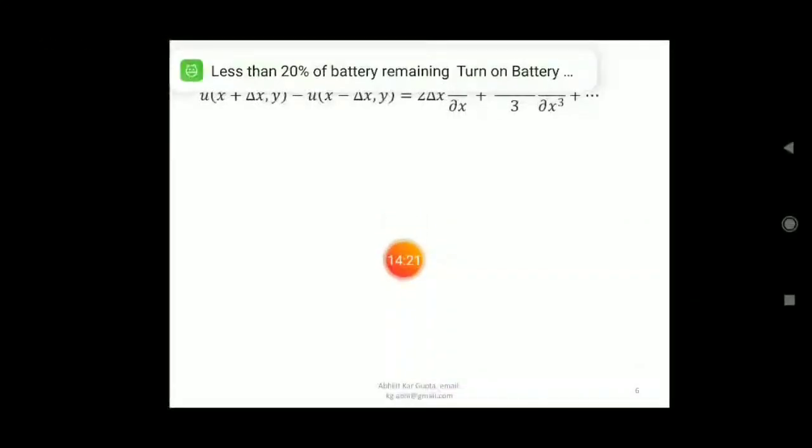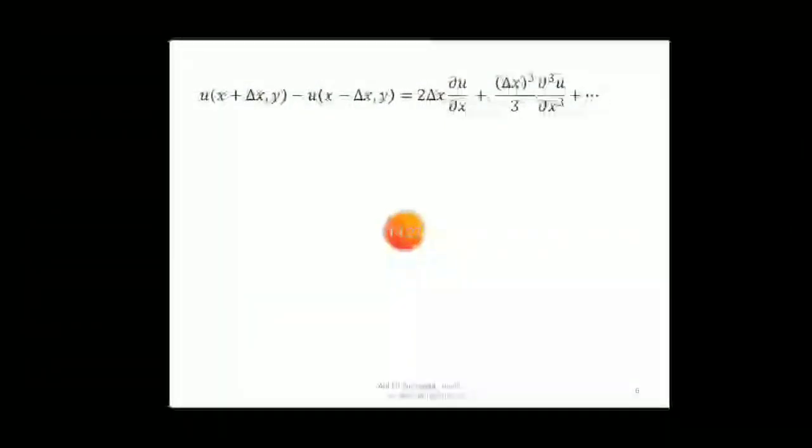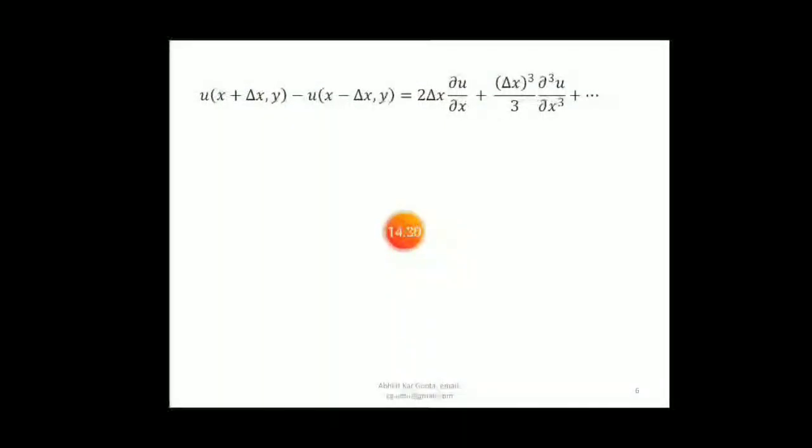Okay, so let's see u(x plus delta x, y). So this is the Taylor series expansion of u(x plus delta x, y), and you also Taylor series expand u(x minus delta x, y) in a similar way. So the alternate plus and minus terms will come, and you take the difference between these two expressions. You will see the right side will be 2 delta x del u del x plus delta x whole cube by 3 factorial del cube u del x cube plus, and so on.